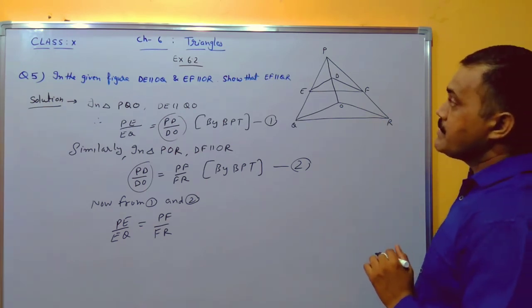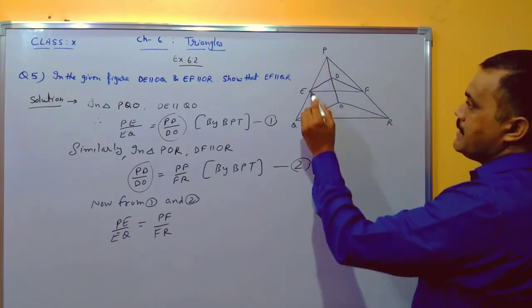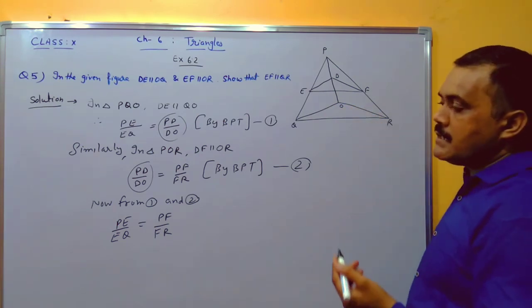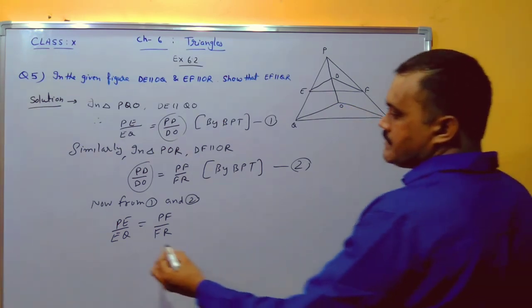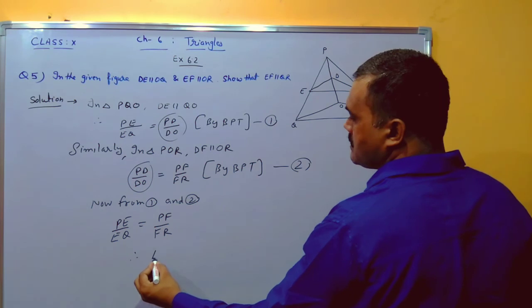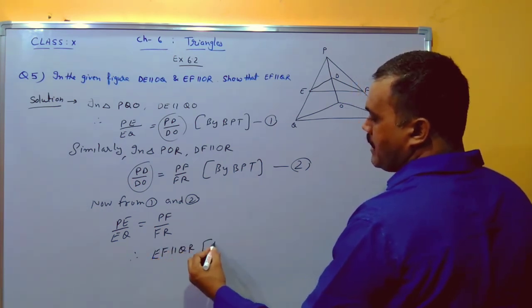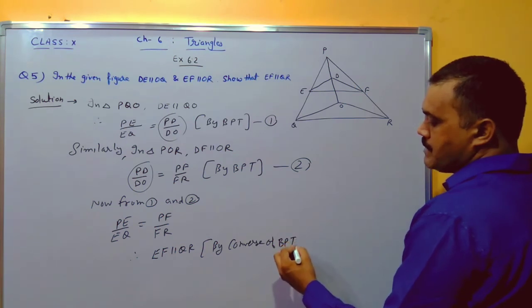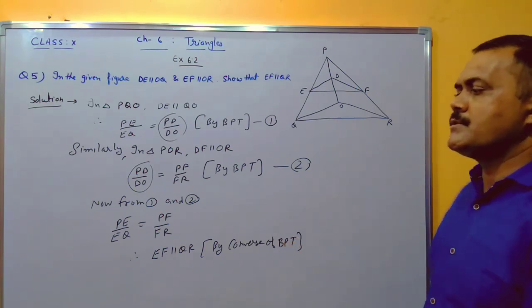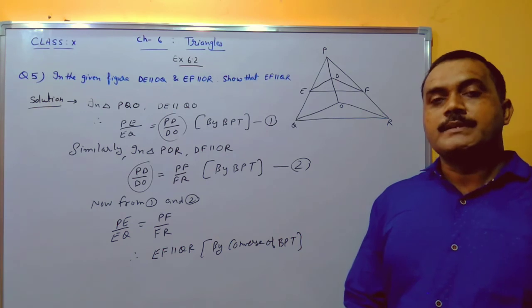And what was the converse of BPT? If a line divides the two sides in the same ratio, then the line should be parallel to the third side. Therefore, this EF parallel QR by converse of BPT. So likewise you can do these questions. Hope this is clear to you.